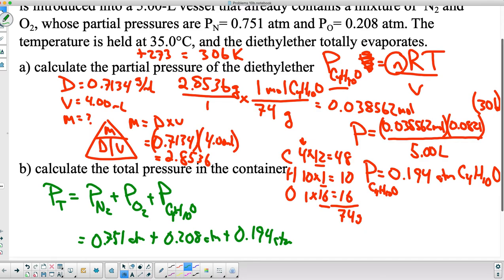And what I get then, to answer B, is 1.153 atmospheres. I could probably round off to 3 significant figures: 1.15 for my total. That's the total for number 62. Okay, I don't think there's a B.